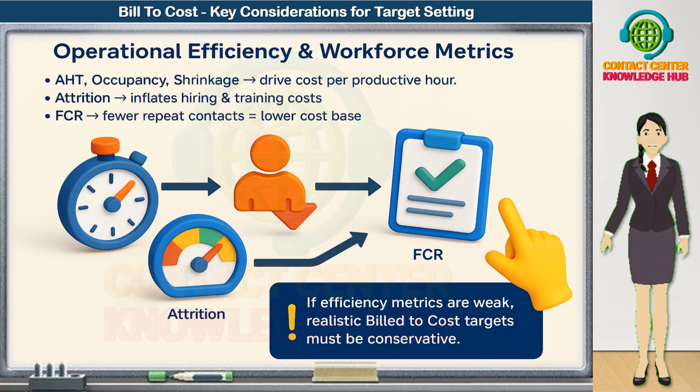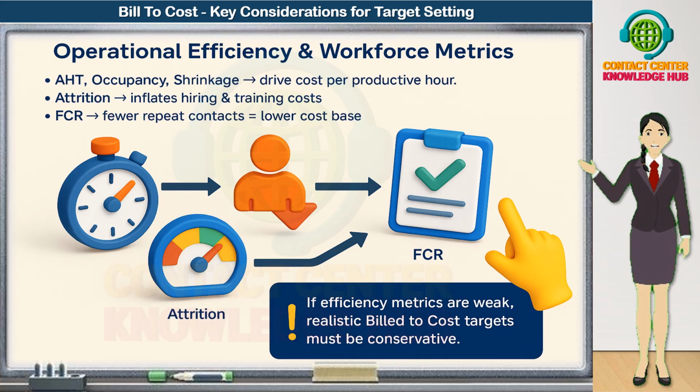Next, let's consider how operational efficiency and workforce metrics influence the build-to-cost ratio. Your operational performance directly shapes your cost per productive hour and therefore the margin you can realistically sustain. Let's break this down. Occupancy and shrinkage determine how efficiently agent time is being used. When these metrics are well managed, your cost per productive hour remains stable and predictable. But when they are weak, costs rise very quickly.